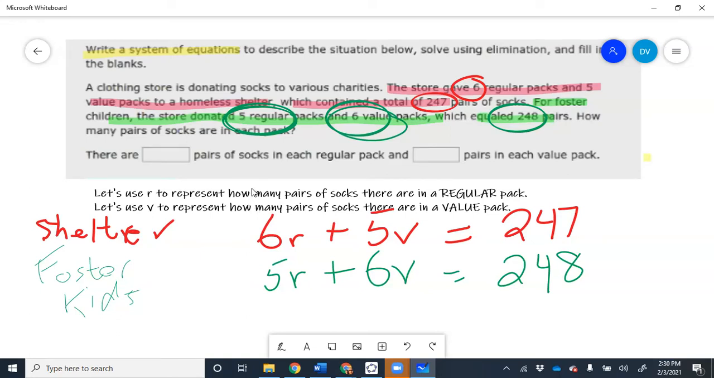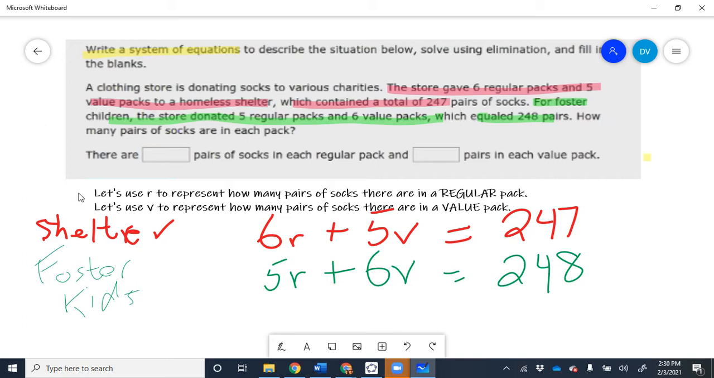Okay, first I've already marked this up, but I'm going to read it again and highlight these again as well in a second. I want to just get rid of these. So it says that this clothing store is going to donate to two different charities.